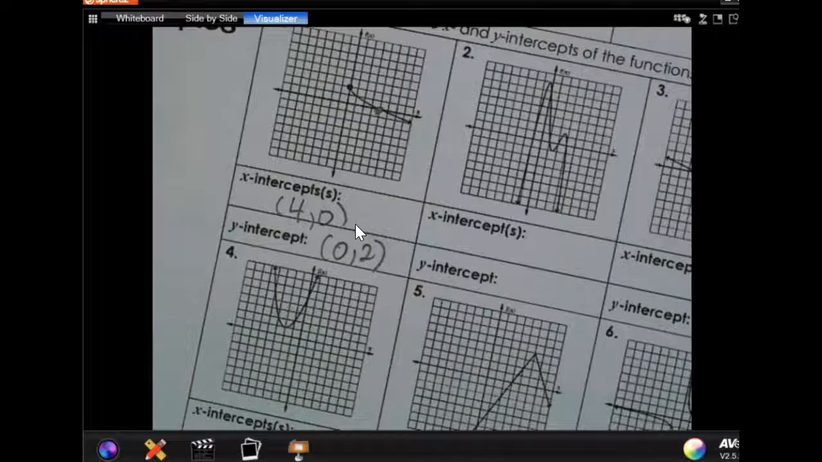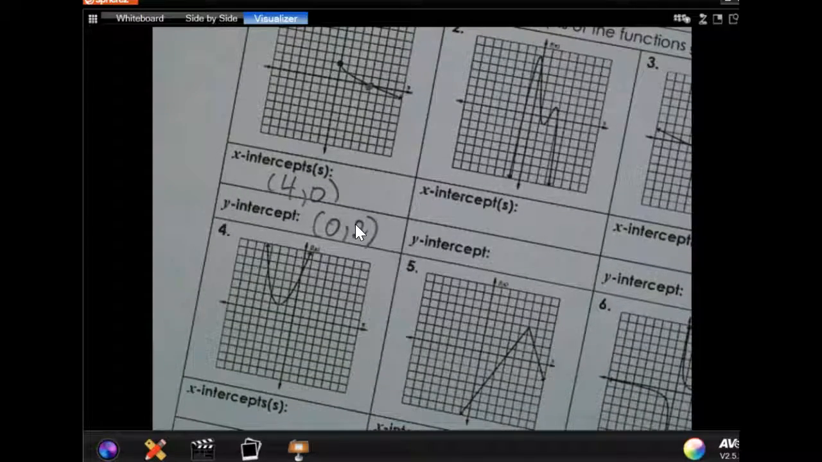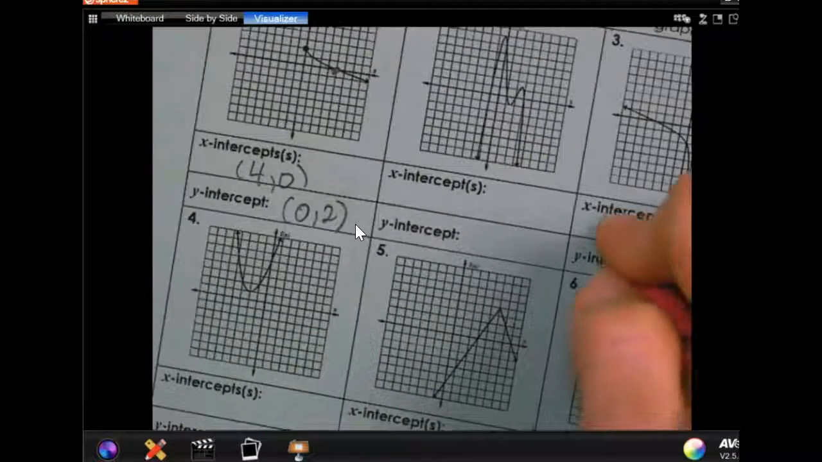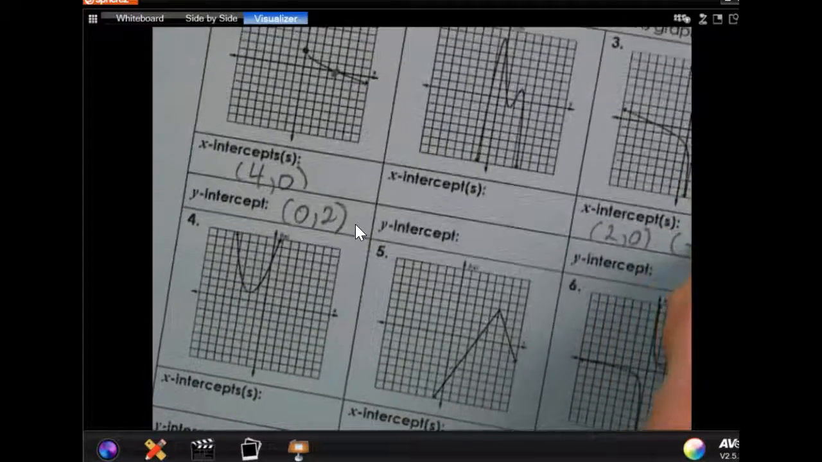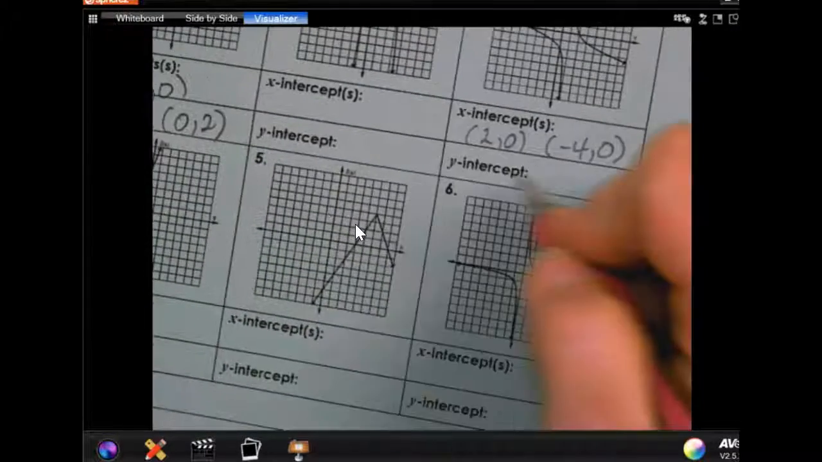On the next one, number 3. What are the x-intercepts? I got 2, 0 also. Correct. And the y-intercept, I got 0, negative 2.